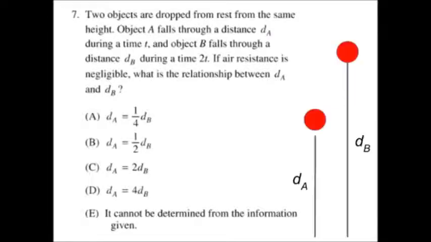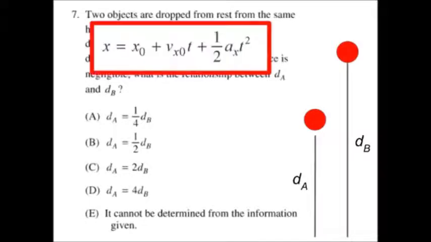I'm going to need a diagram, and I'm going to need an equation. We call this the second kinematic equation, and we said that the initial velocity is 0, so there you have it. Distance fallen is proportional to time squared, and since one of them fell for twice the time as the other, dA is equal to 1/4 dB.